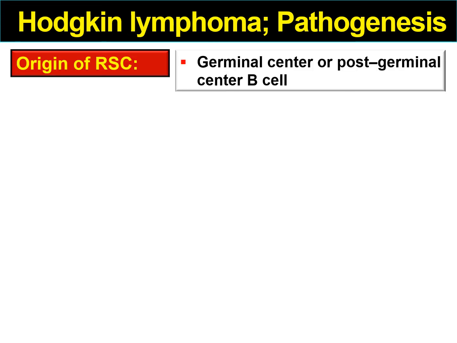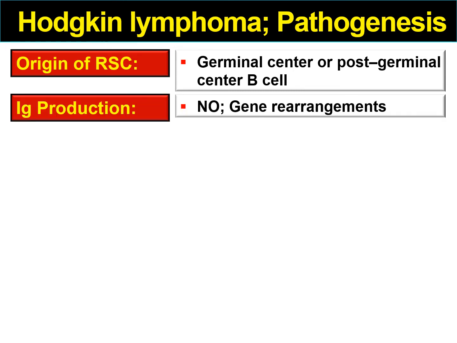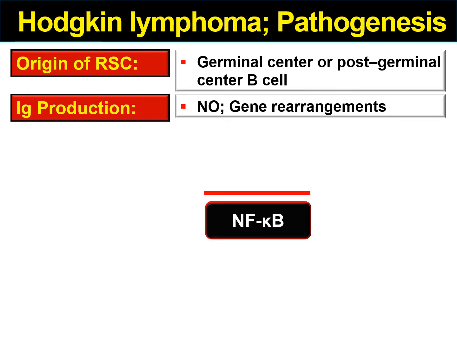So as we know, the origin of the Reed-Sternberg cell is the germinal center or post-germinal center B cells, and B cells, as we know, are responsible for secreting immunoglobulin, but here they do not produce immunoglobulin because there are genetic rearrangements that have occurred, and they are responsible for this.